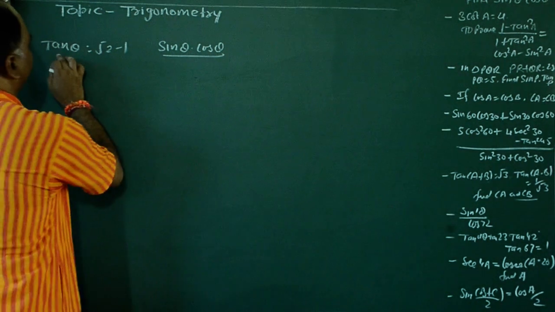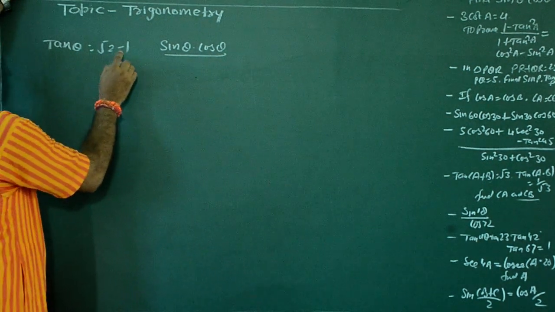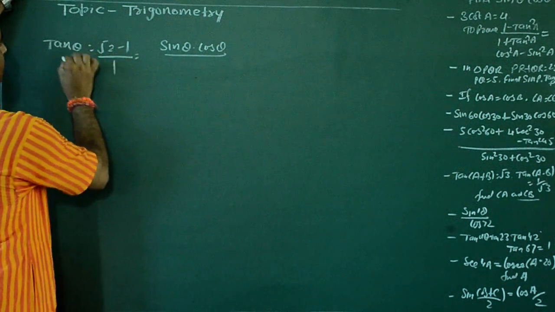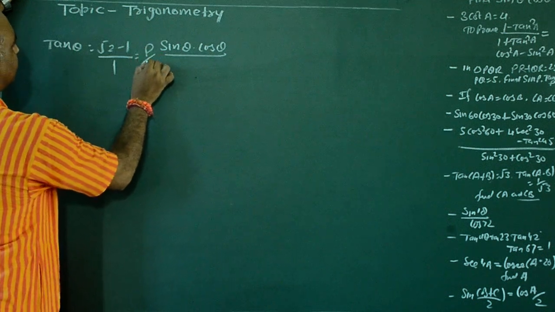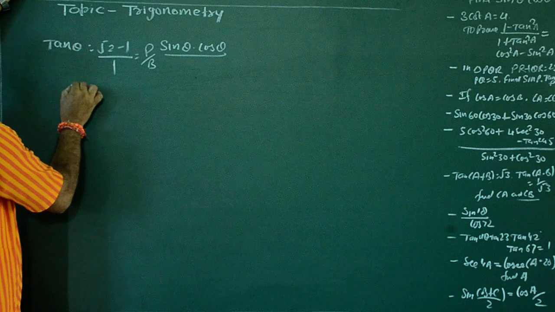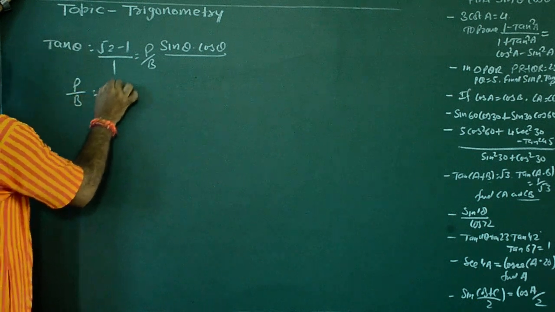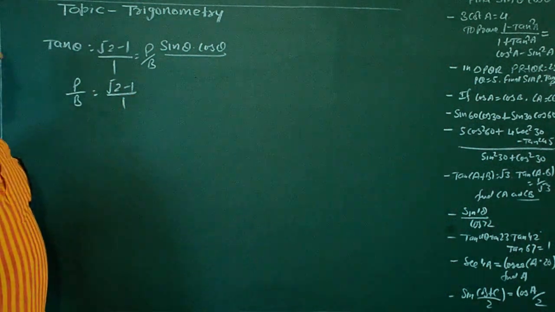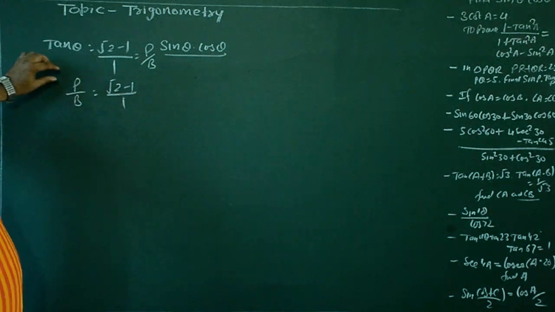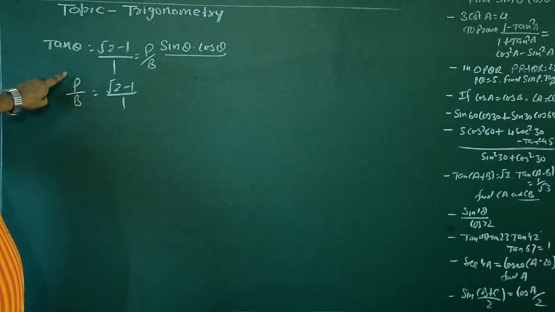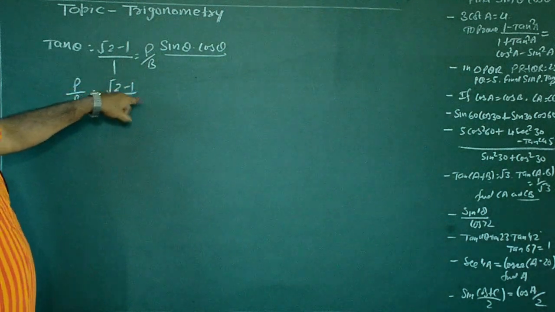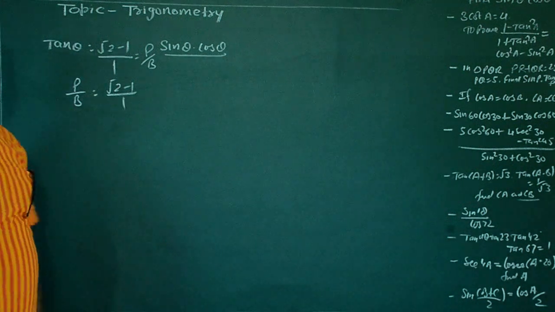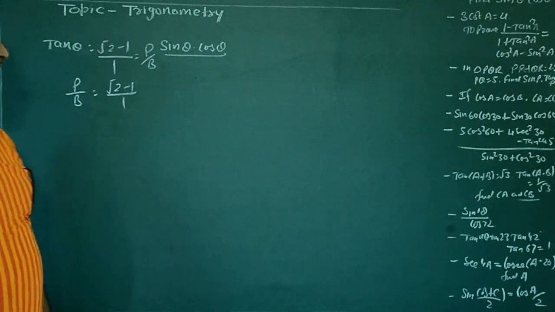For example, if we have the value of tan theta as root 2 minus 1, you can take the denominator as 1, and the formula of tan theta is P upon B. You can write P upon B equals root 2 minus 1 upon 1. I told you, if you want to find the value of perpendicular and base, you can put P equal to root 2 minus 1 into K or X, any variable, and base equal to 1K or X or K only.